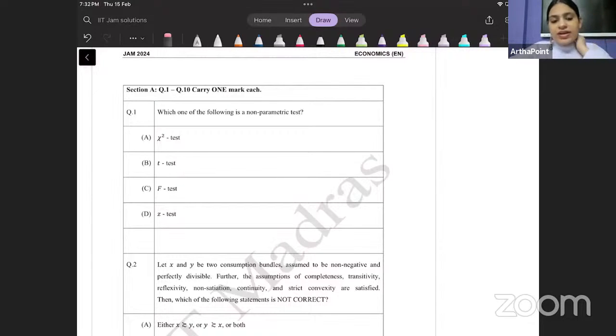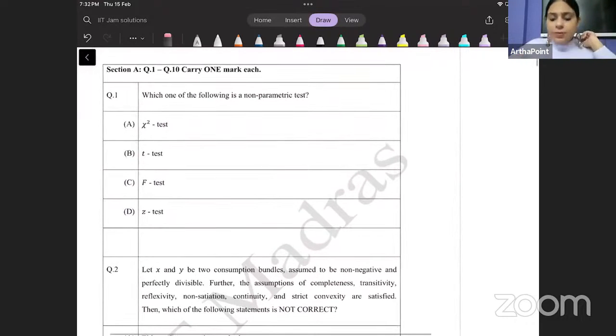So, IIT JAM Economics 2024 paper is out. Of course, we will be taking a detailed session of all solutions. But I just wanted to quickly meet you guys and see what the paper is all about and what kind of paper it was. Just a first impression of the paper.